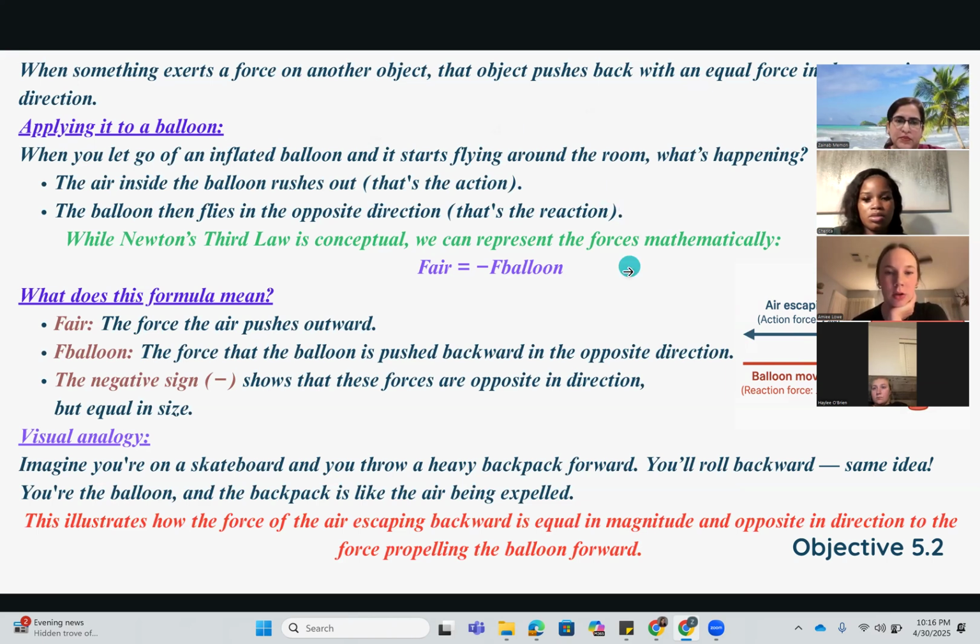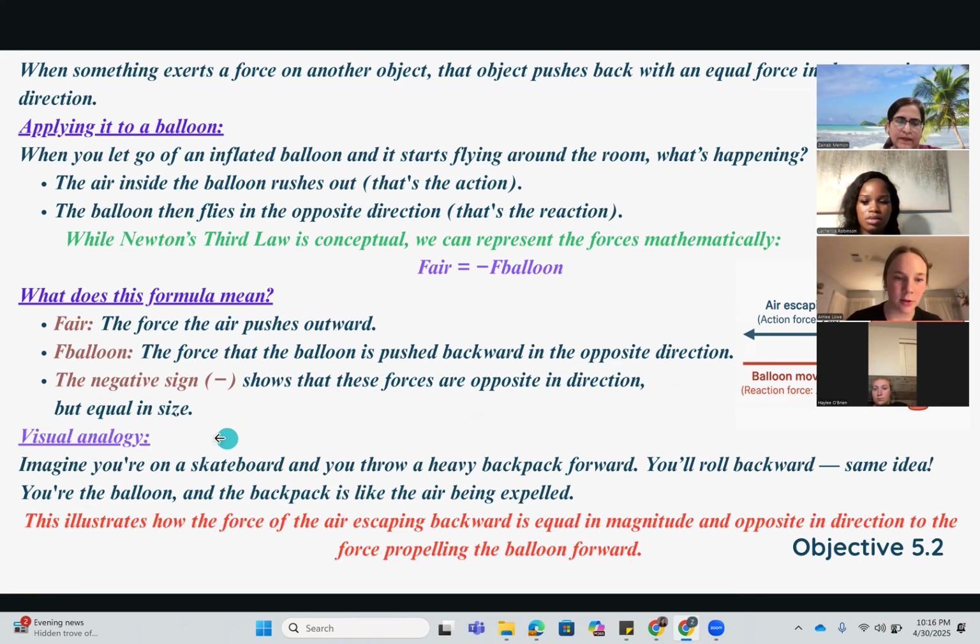While Newton's third law is conceptual, we can represent the forces mathematically. F air equals negative F balloon. What does this formula mean? F air is the force the air pushes outward, and F balloon is the force that the balloon is pushed backward in the opposite direction. The negative sign shows that these forces are opposite in direction but equal in size.